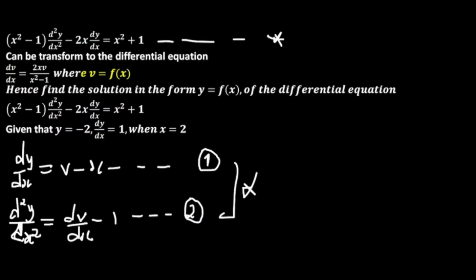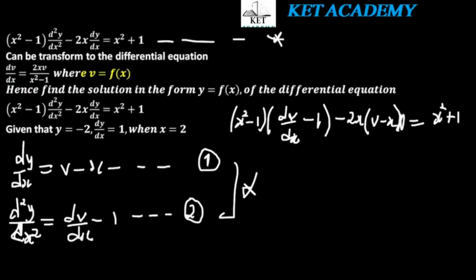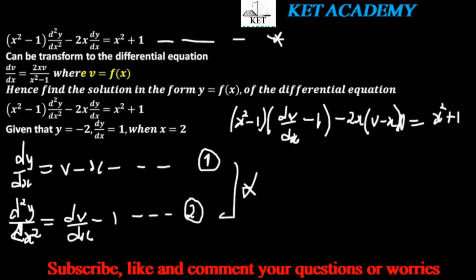So putting this in equation star, we're going to get x squared minus 1 times, our equation star says, dv over dx minus 1, minus 2x into our dy over dx, which is v minus x. So this will simply be equal to x squared plus 1. So what we want to do is simplify it and make dv over dx the subject.